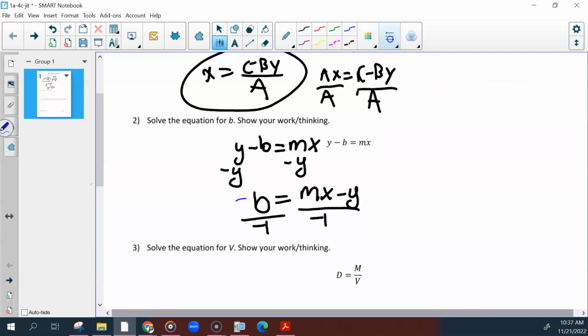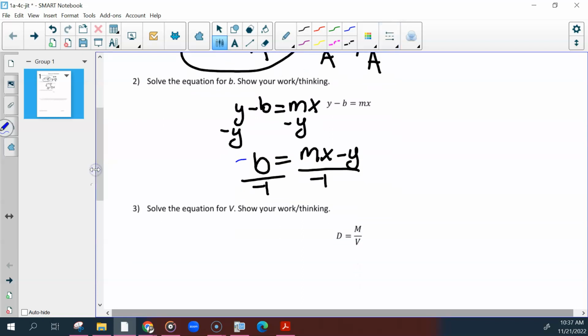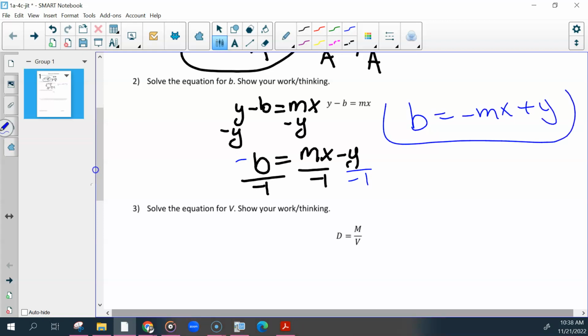We did need to subtract y on both sides to start to get b by itself. Then we did need to divide both sides by -1. Really, we needed to divide everything by -1 so that all of our signs change, so that this would become a positive b, this would become a negative mx, and this would become a positive y. So you're really close. Okay. Do we have questions about that one? Because this is really -1. Great. Anyone want to do number three?